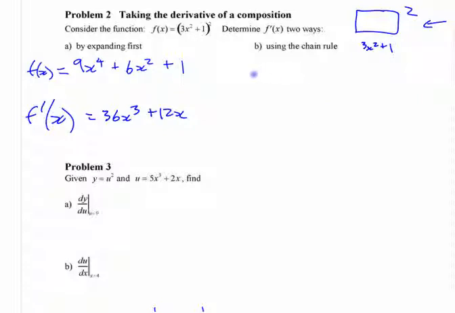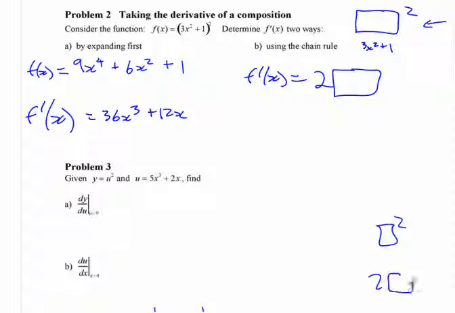The derivative of something squared is 2 times something, right? The derivative of something squared is 2 times whatever that something is. Because when you do the derivative of x squared, it's 2x. So the derivative of whatever squared is 2 times whatever, right? Then you multiply that by whatever the derivative of the inside function is.